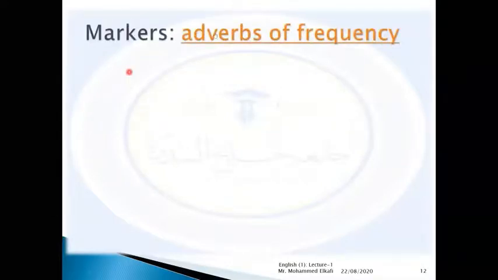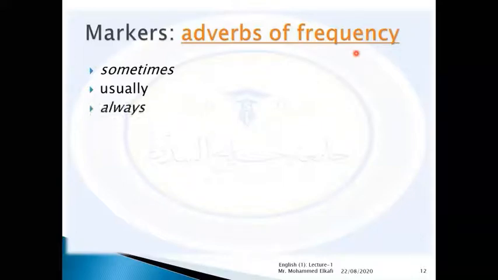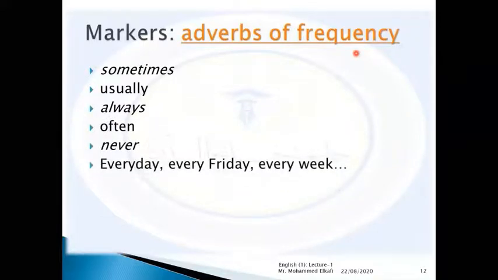What are the markers of the present simple? Here, they are the adverbs of frequency. We use them, sometimes, usually, they are markers. They can tell us whether the sentence is present simple or some other tense. Sometimes, usually, always, often, never, every day, every week, every Friday, every month, every year, every time. So they tell us about what? The frequency of doing things.